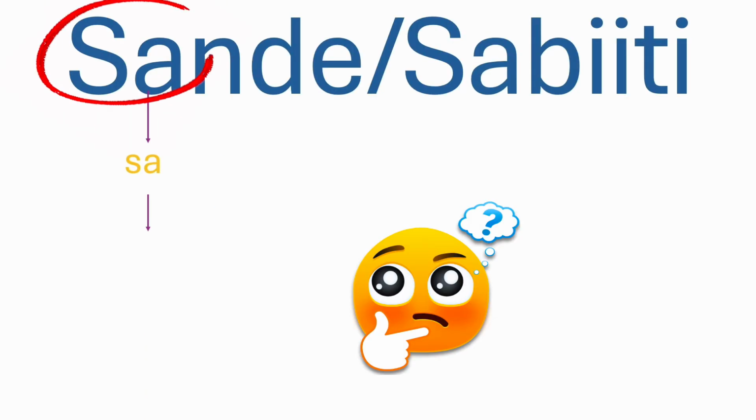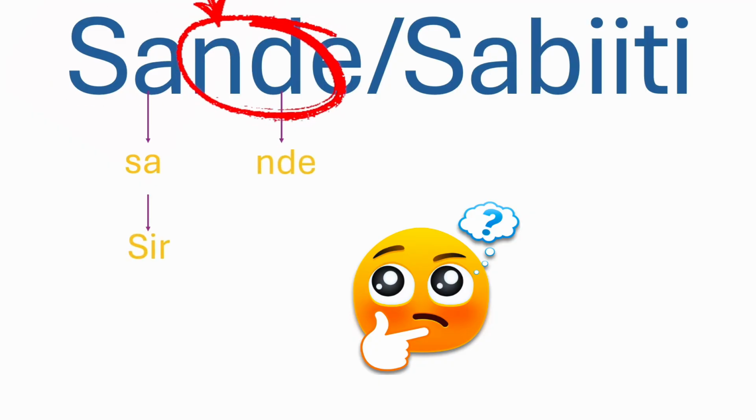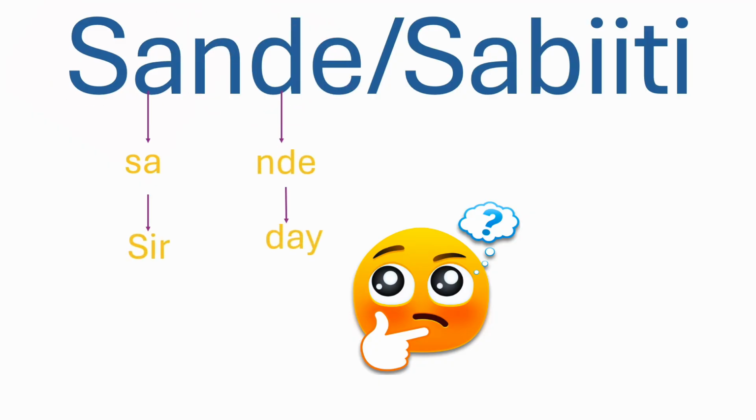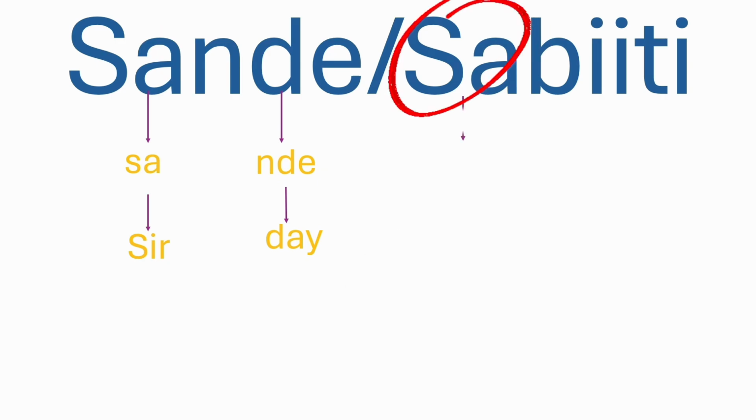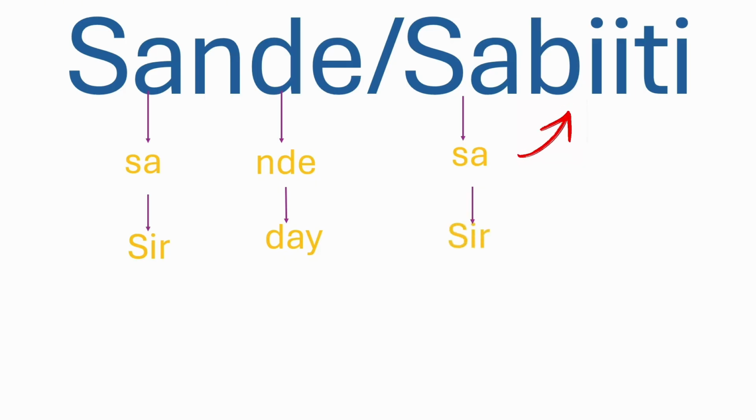So here we have S-A as in sa. Then we have N-D-E, Nde, as in day. Then we have S-A as in sa. Then B-I-I, Bi, as in the word be. And the last two syllables is T-I as in tea. So the word for Sunday is Sande or Sabiti.